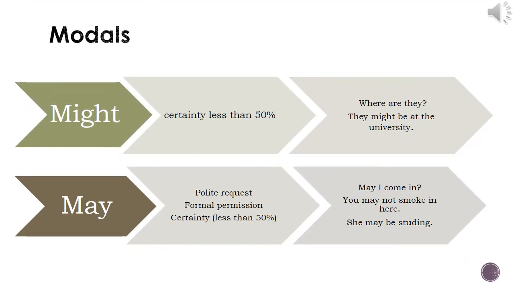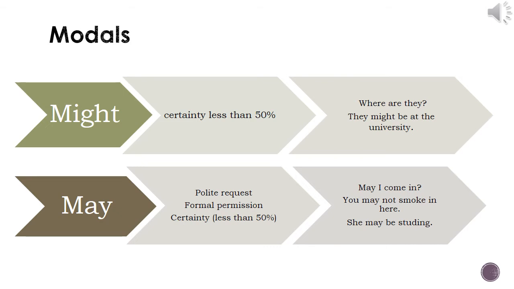We also have as modal verbs might and may. Might, we use it when there's a possibility certainly less than 50%. You are not sure that it might happen. For example, where are they? They might be at the university. ¿Dónde están ellos? Ellos podrían estar en la universidad.